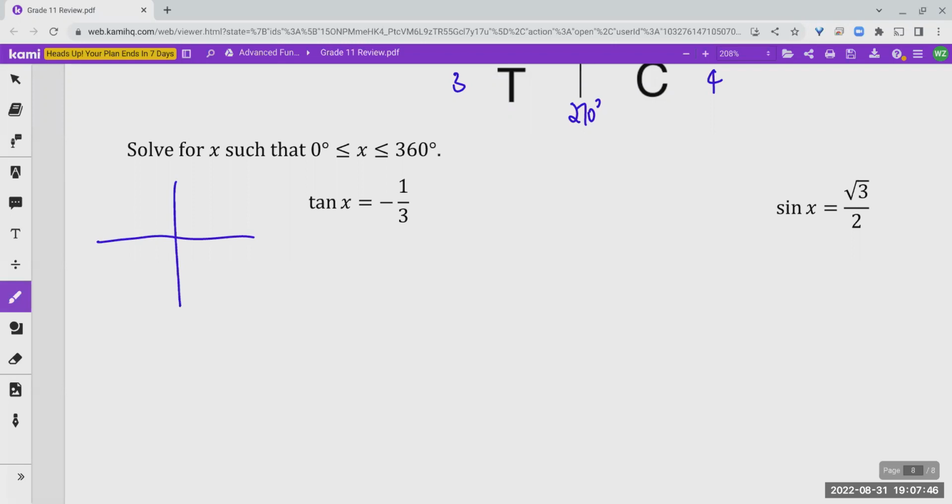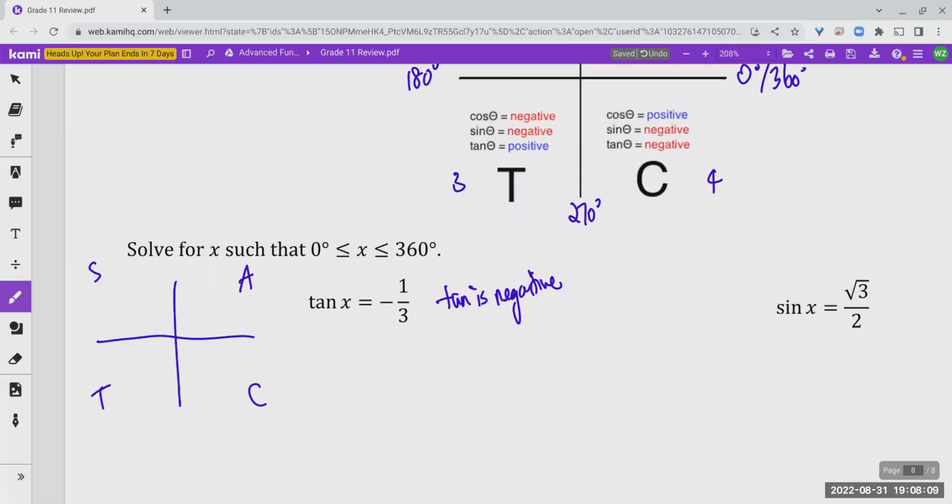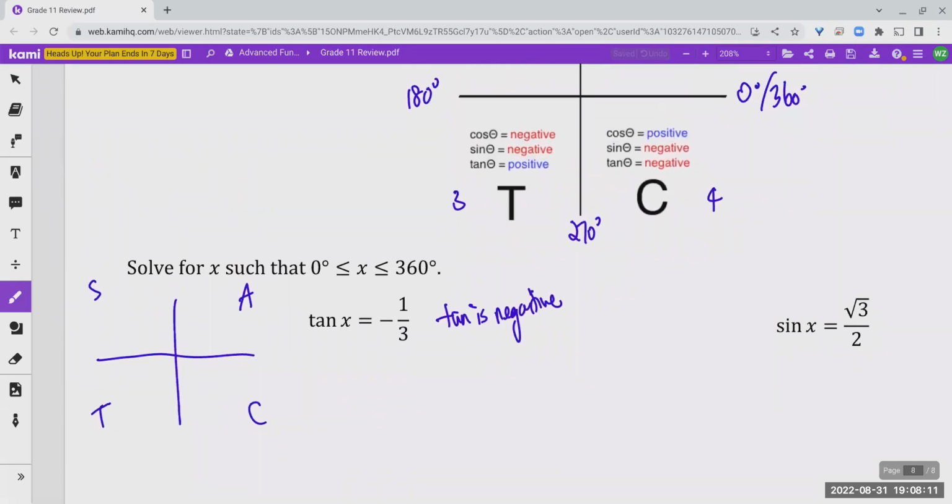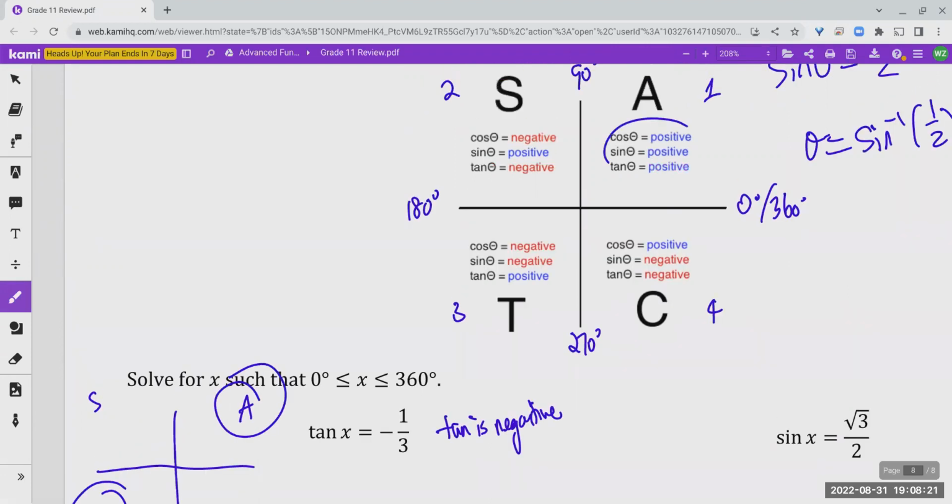Well, here's my Cartesian axis. All students take calculus. Okay, so tangent is negative. Look, it's negative 1/3, right? So tan is negative. In which quadrants do you have negative tan? All students take calculus, right? So in these 2 quadrants, you have positive tan because A, all, everybody's positive. T, tangent, is positive. Again, see, look, everybody positive.